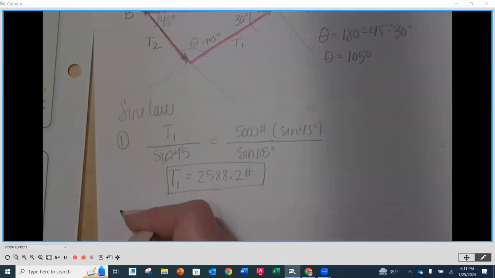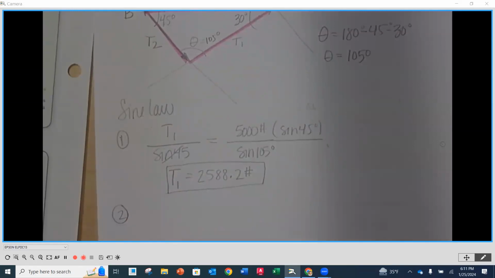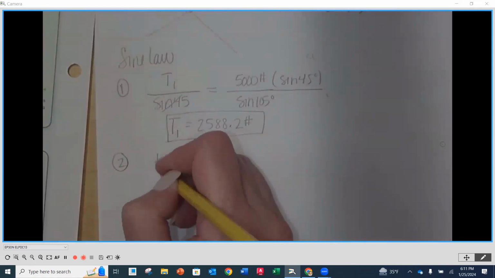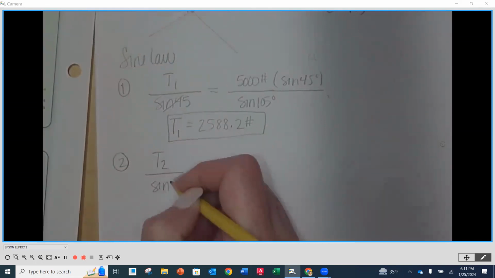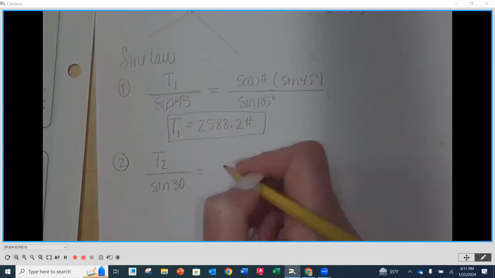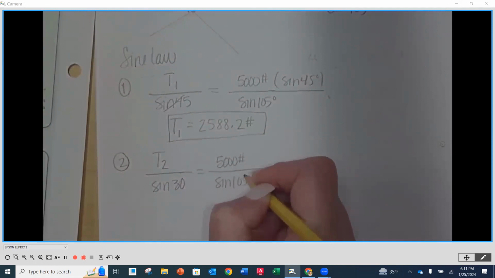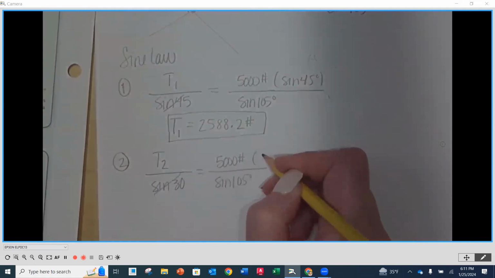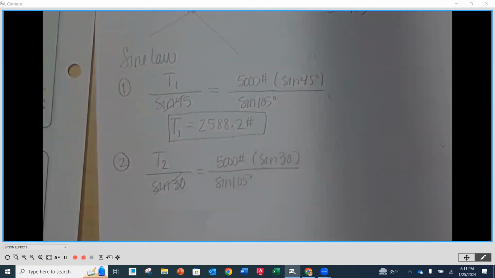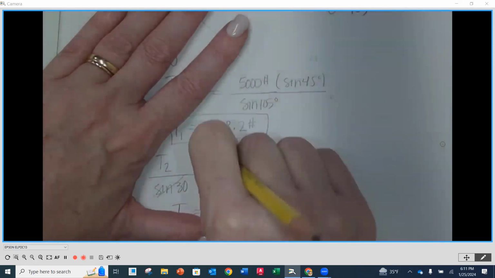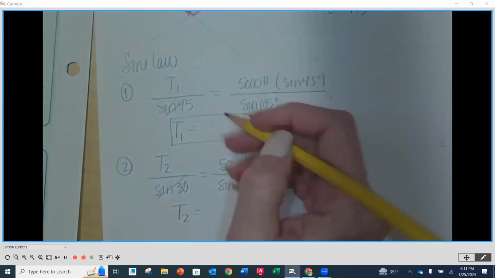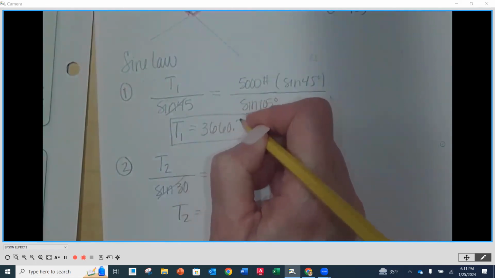And then you want to reapply the law of sines to get T2. Everybody get T1 or working on it? And then T2, we would put that over the sine of 30. And we would use that same 5,000 pounds over sine of 105. And then to solve for T2, we would multiply the sine of 30 up. And then T2, oh, I did do that wrong, you guys. I looked at the wrong one. 3660.3. I am so sorry.